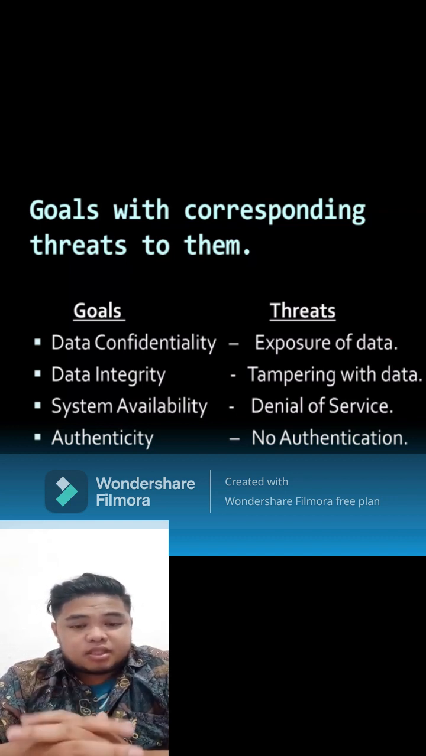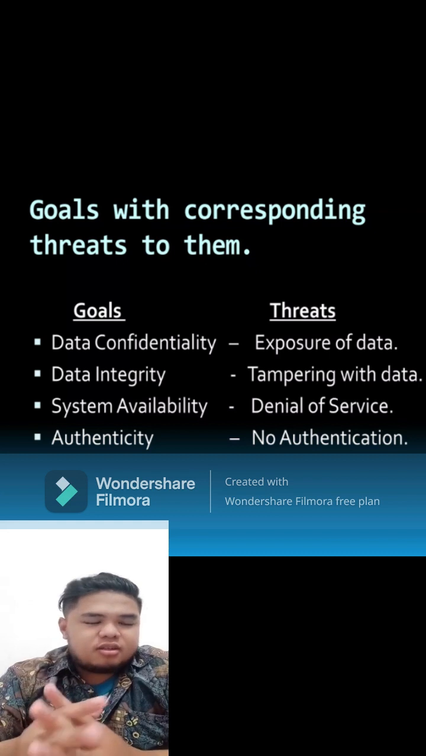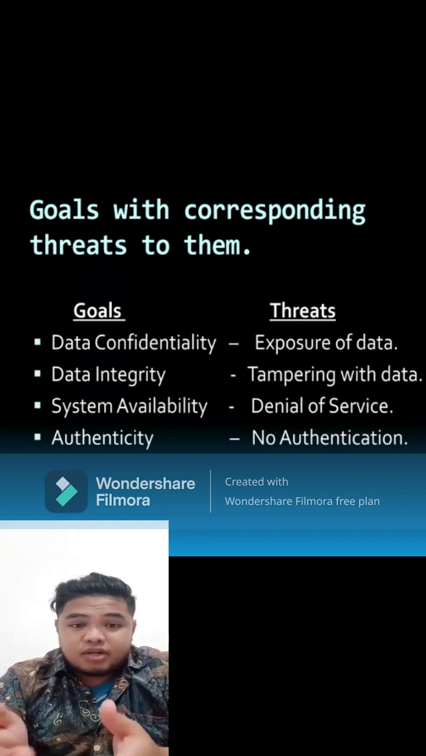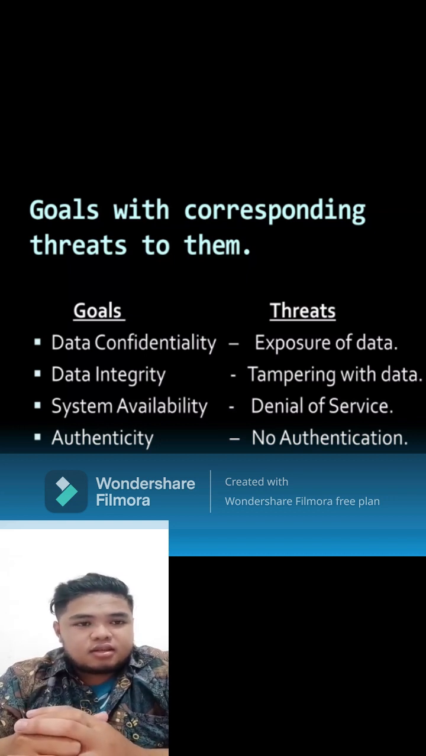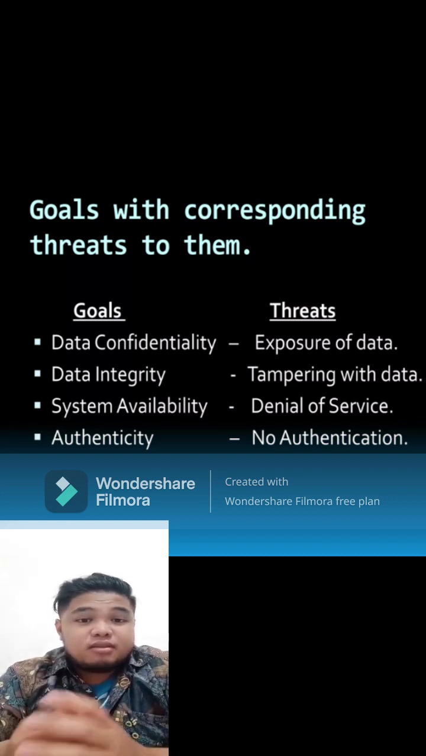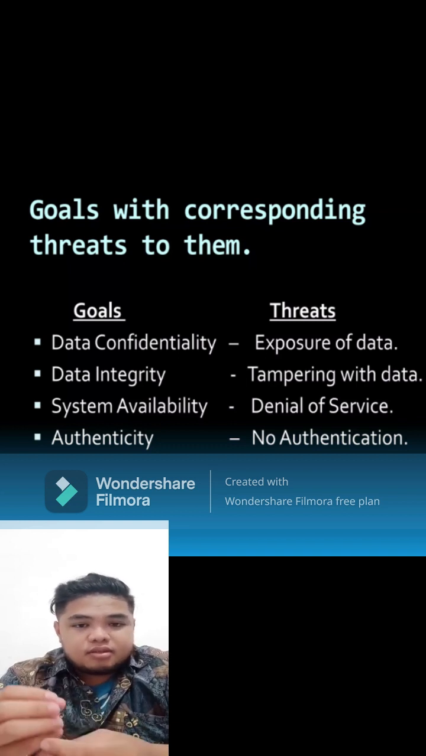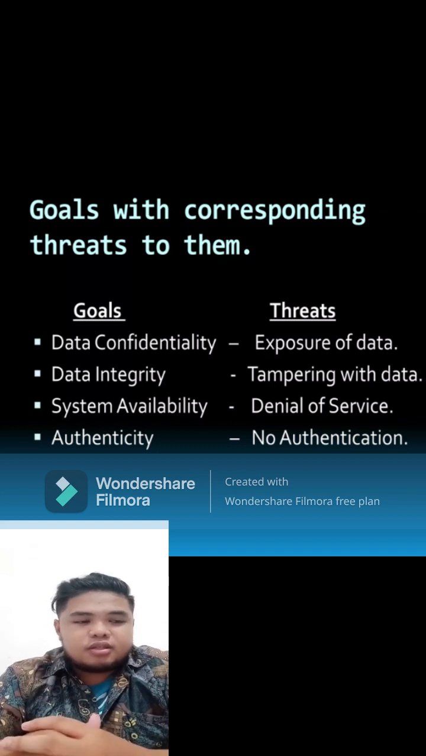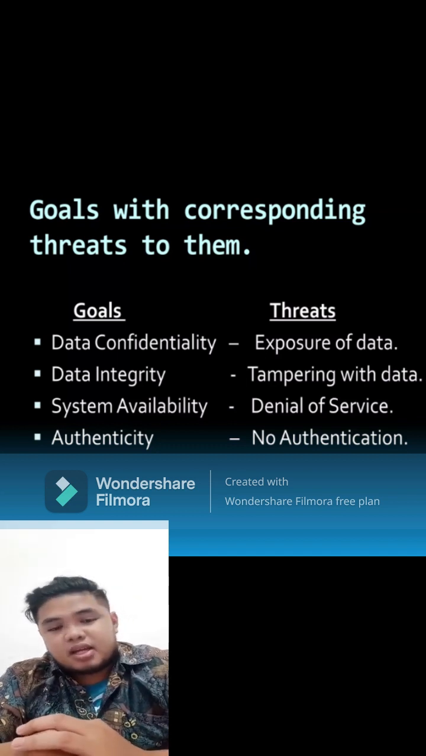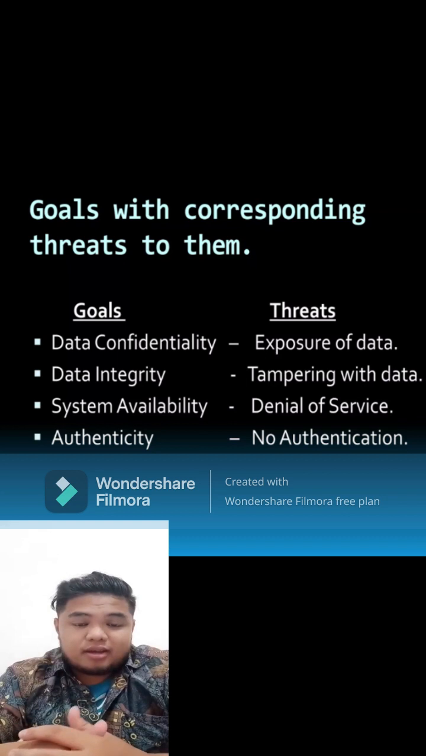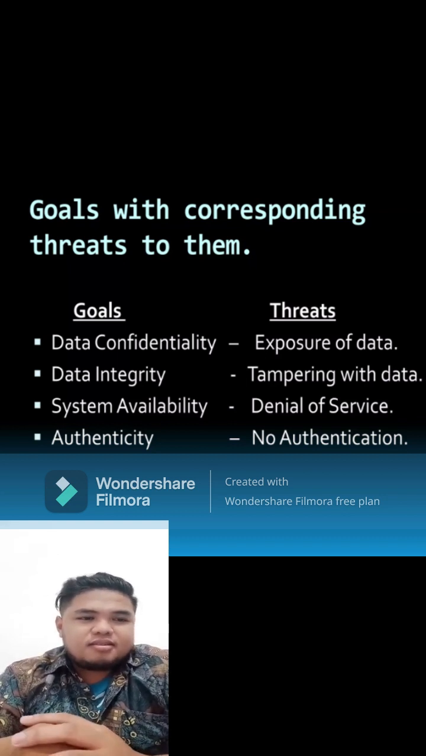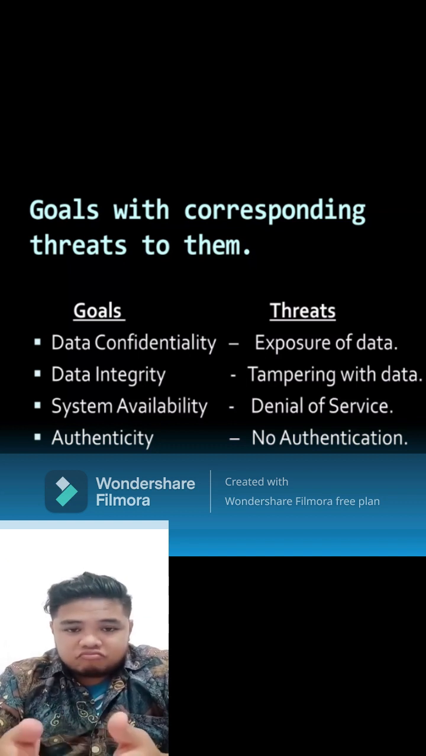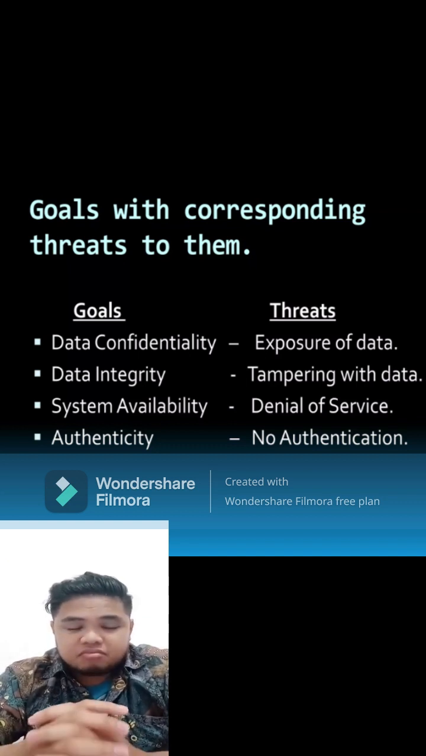So all the topics have been set, and then the threats. Data confidentiality: the threat is exposure of your data. Data integrity: the threat is tampering with data. Tampering is like editing without your consent as the owner of the data. System availability: denial of service, just like Wi-Fi. Authenticity: no authentication. That means just no login, just get in.